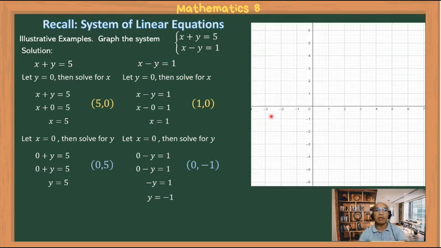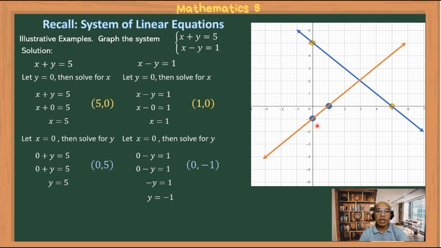We're now ready to graph these equations in the Cartesian plane. First, plot the x-intercept of equation 1, (5, 0), and the y-intercept (0, 5). Connect them. This is the graph of the equation x plus y is equal to 5. For the second equation, the x-intercept is (1, 0) and the y-intercept is (0, -1). Connect them. This is the graph of the equation x minus y is equal to 1.